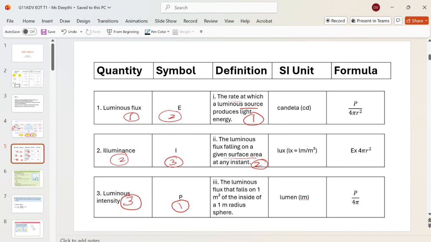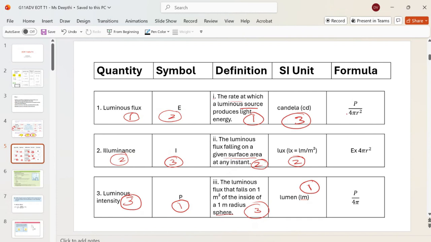If that luminous flux falls on area inside a sphere, then that is luminous intensity. So that's number 3. Okay, now you know the units. Luminous flux, what's the unit of luminous flux? It's lumen, right? So number 1 is lumen. Number 2, illuminance. What's the unit? It's lux, or another lumen per meter square. Any one of them can be given in the questions. Now, candela for luminous intensity. So match them according to what is given by drawing lines.